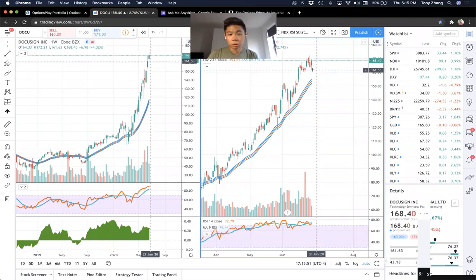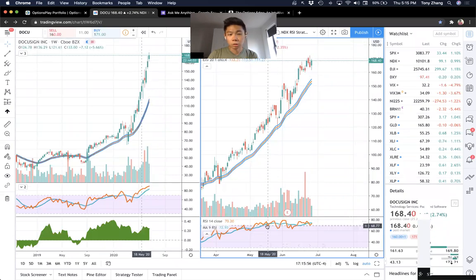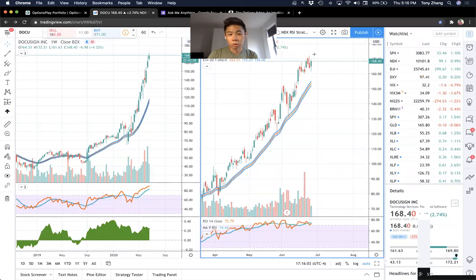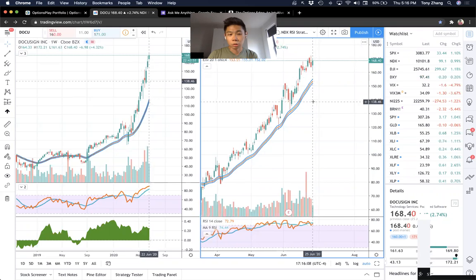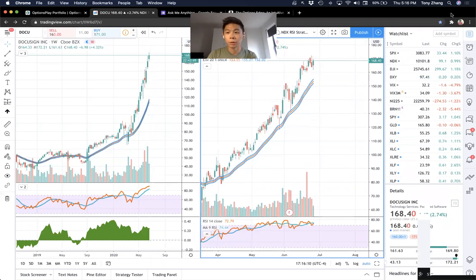Very similar chart setup to Zoom, kind of gone a little bit parabolic. I do have concerns about the fact that momentum has moved sideways throughout the entire time that it's moved up. That is usually a concern of mine, telling me that this stock is going a little too far too fast. So if you like the stock, you might wait for a bit of a pullback here.